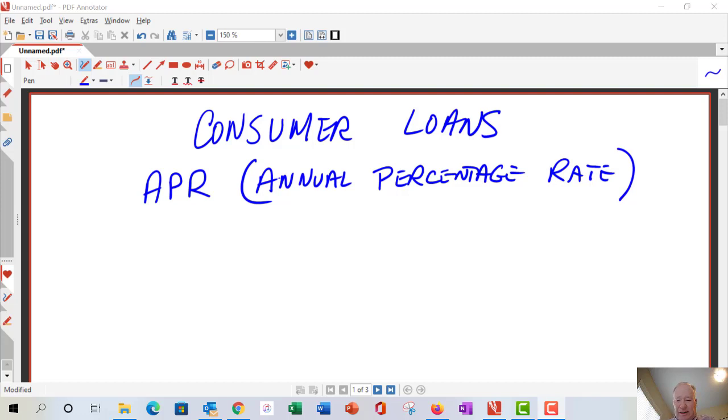So to look at a consumer loan, we're looking at an APR rate. This is the quoted rate. You're going to see the annual percentage rate. So we'll assume we have monthly payments, and that implies monthly compounding.